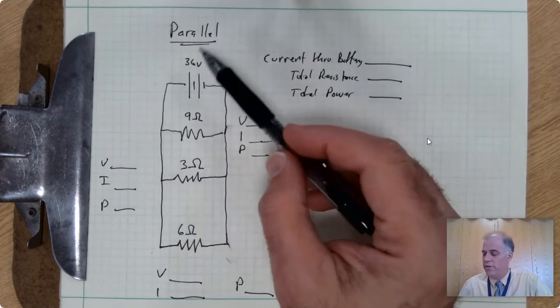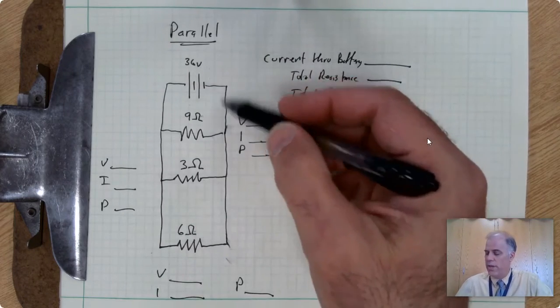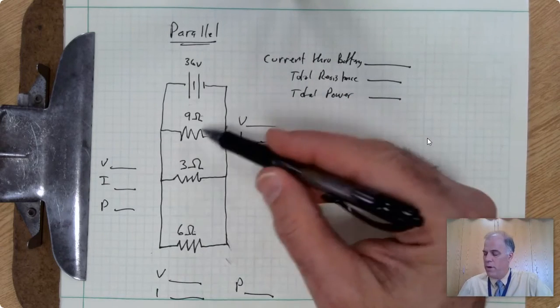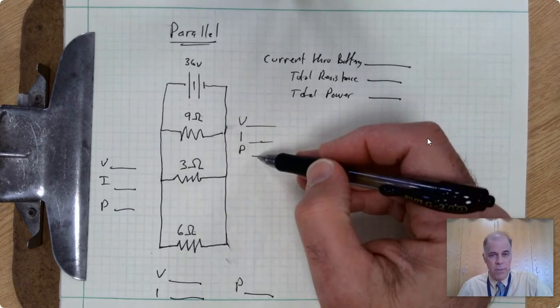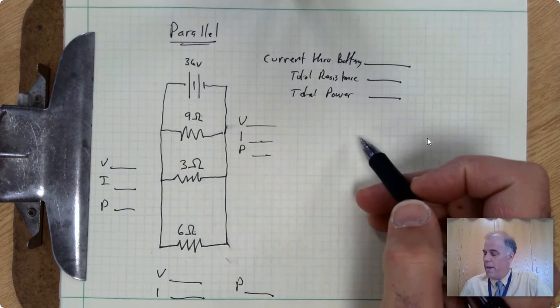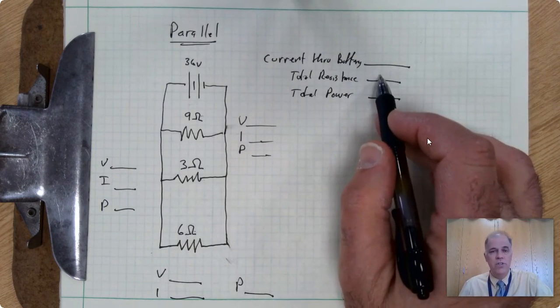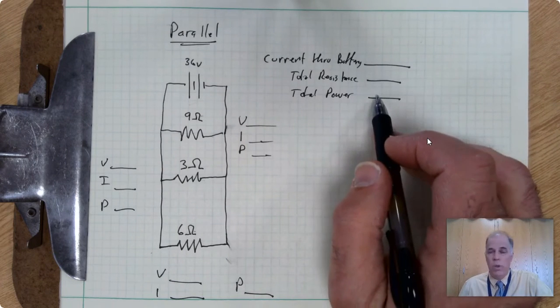So in this case, we have a 36 volt battery going through 9 ohms, 3 ohms, and 6 ohms set up in parallel. Again, we want to figure out the voltage drop across each one, the current flowing through each one, the power dissipated by each one, and same information for the battery. The current that the battery is producing, the total resistance faced by the battery, and the total power produced by the battery.